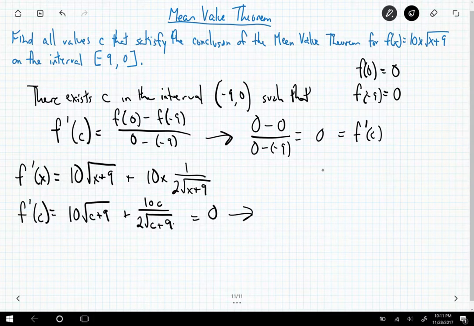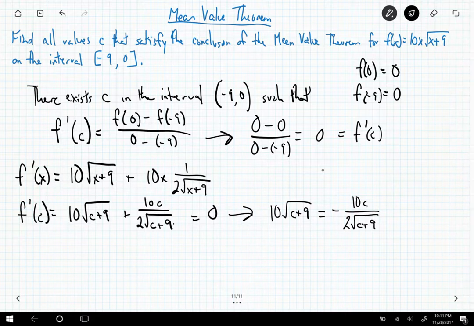So let's move that second term, 10c over 2 square root of c plus 9, to the other side. So you get 10 square root of c plus 9 equals negative 10c over 2 square root of c plus 9. Multiply both sides by the denominator. And by the way, we could have canceled and made it 5c if we want.